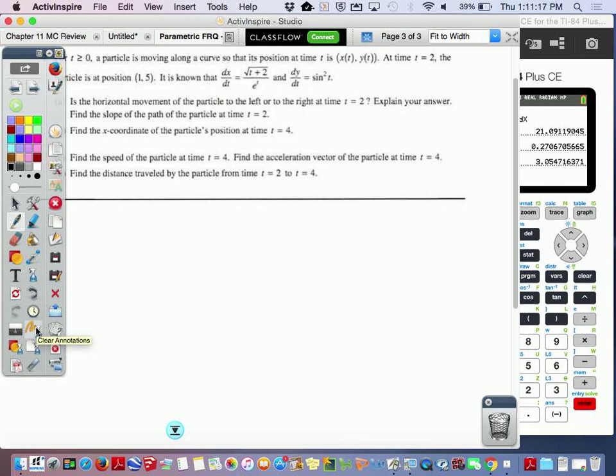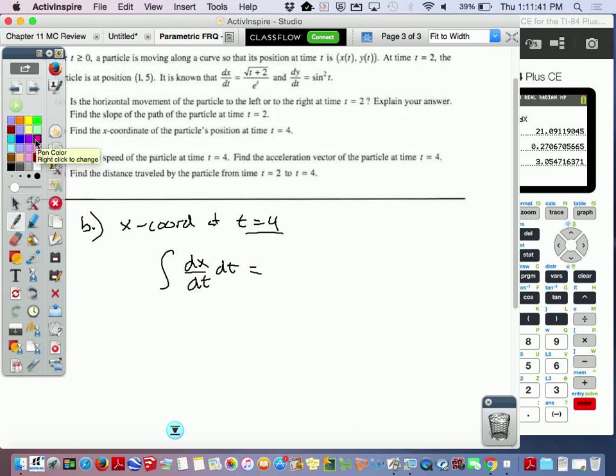Question B says, find the x-coordinate of the particle's position at time t equals 4. So we want the x-coordinate at t equals 4. So if I want the x-coordinate, I'm going to do the integral of dx dt. And I want the value at t equals 4. They give us information about t equals 2. And they tell us the x-coordinate is 1, so that 1's going to be important. But the 2 and the 4, those t values are going to be the endpoints of integration. And then that will equal x of 4 minus x of 2. So we need to get this value from the calculator.